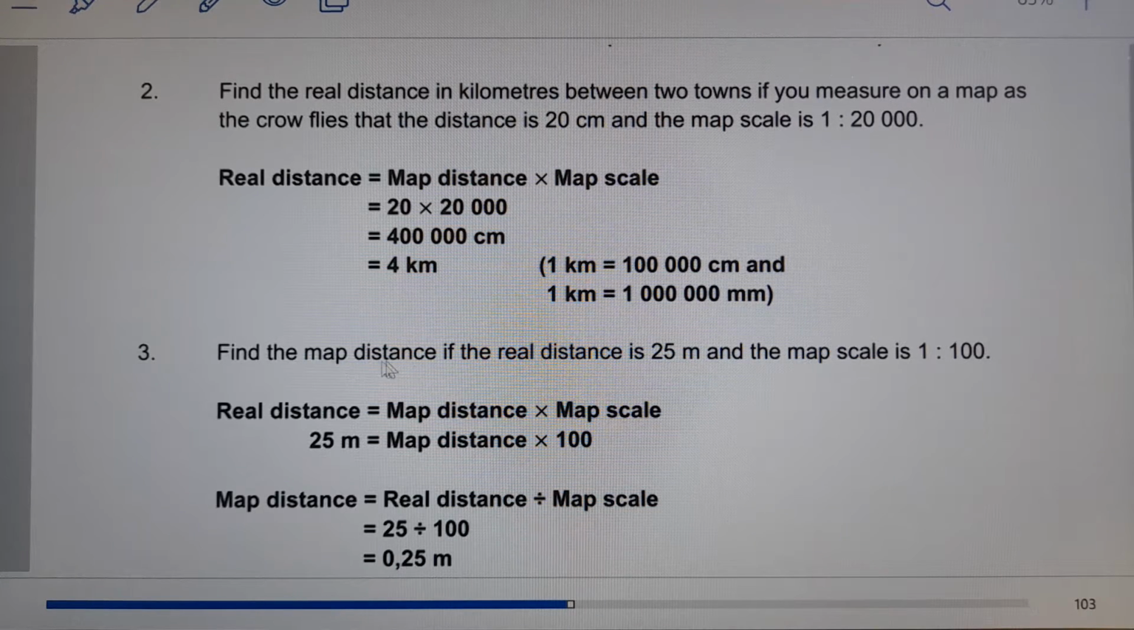And then find the map distance. Now they are asking for map distance. You see, they were asking us for real distance, and we've got the formula for real distance, that the real distance is equal to map distance times map scale.